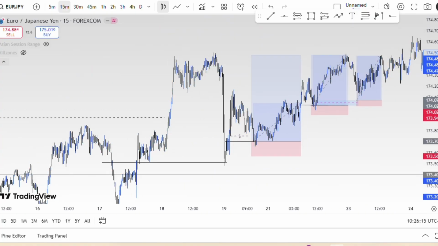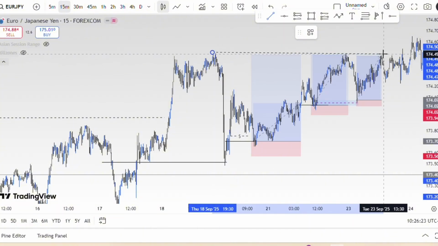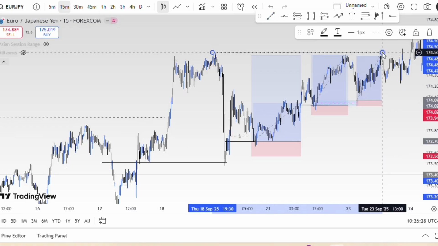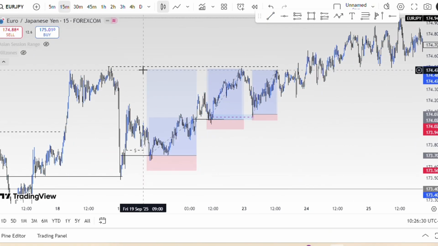After I bought this, I posted it on my Telegram channel. My target was just this high, right? You just need to target the high that the higher time frame is also giving you, which is the trend. According to the trend, follow the trend and target the high the market is giving you.